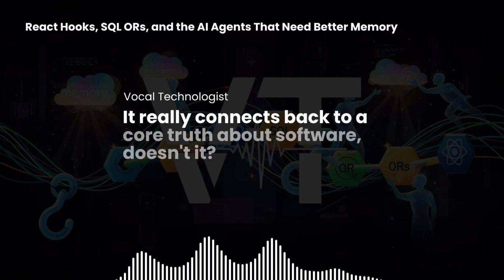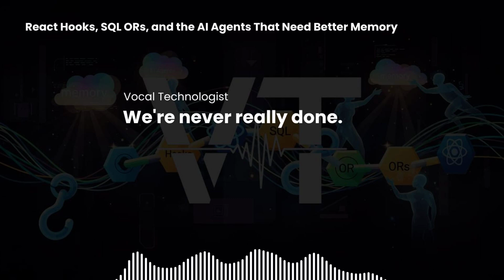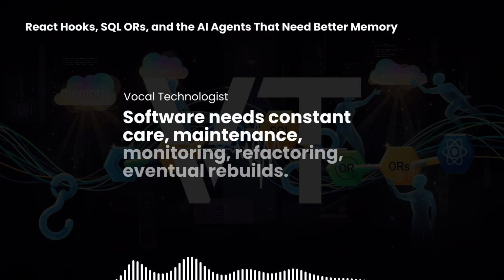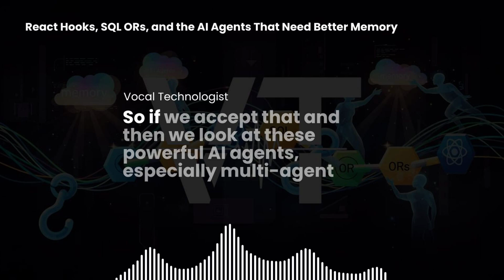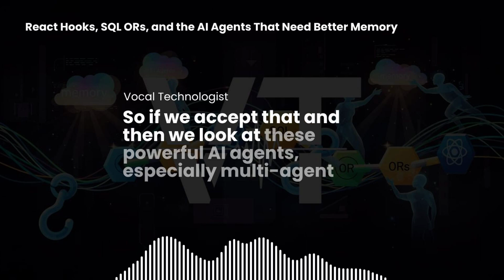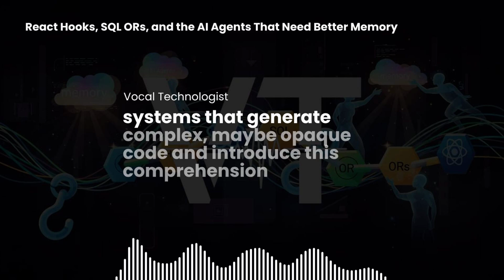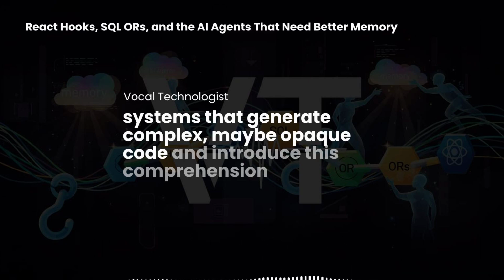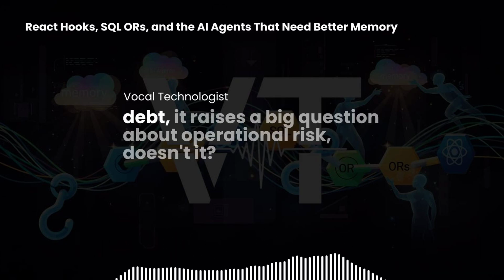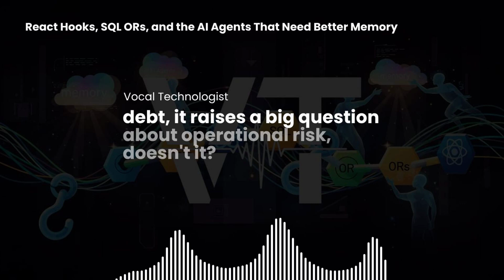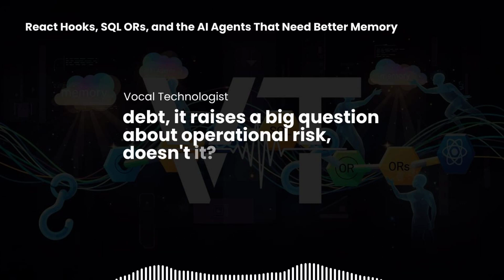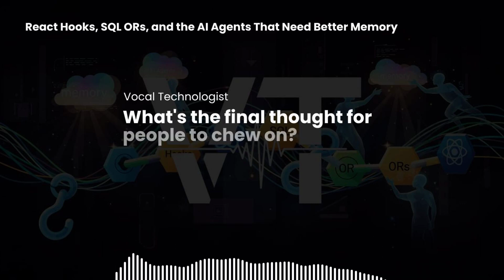It really connects back to a core truth about software, doesn't it? We're never really done. Software needs constant care: maintenance, monitoring, refactoring, eventual rebuilds. It's never static. So if we accept that, and then we look at these powerful AI agents, especially multi-agent systems that generate complex, maybe opaque code, and introduce this comprehension debt, it raises a big question about operational risk, doesn't it? How so? What's the final thought for people to chew on?